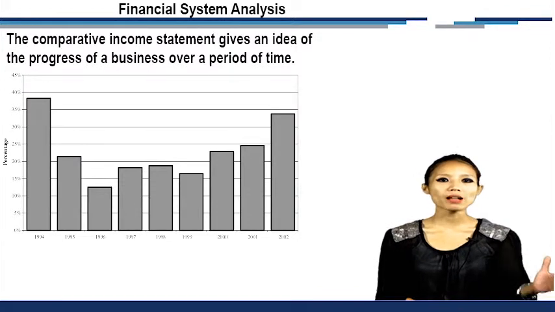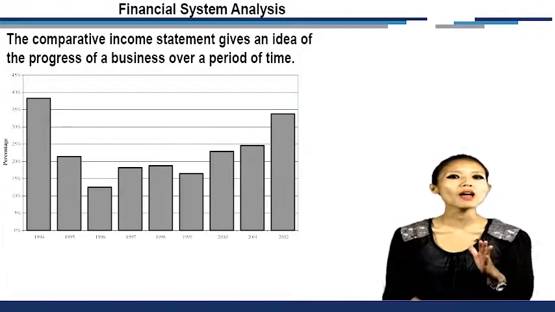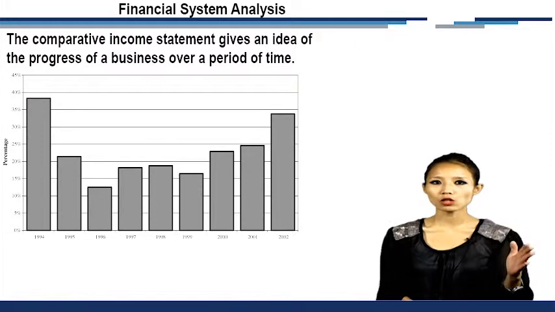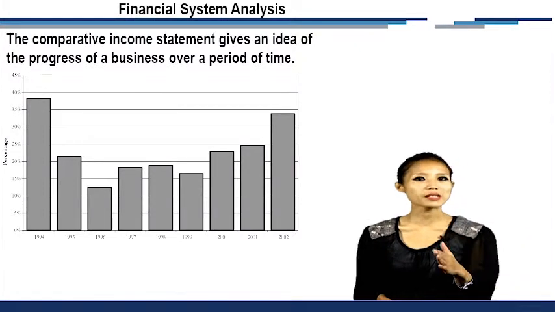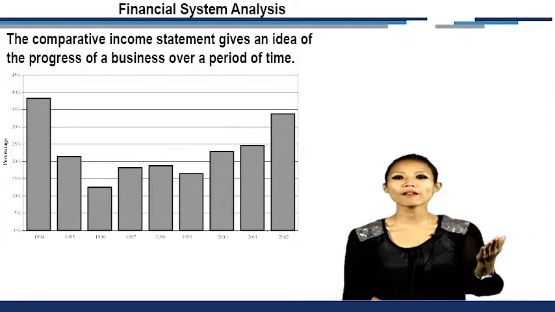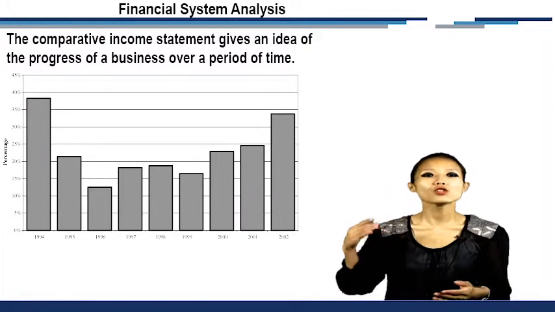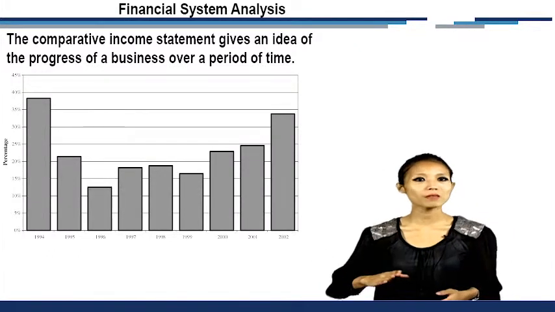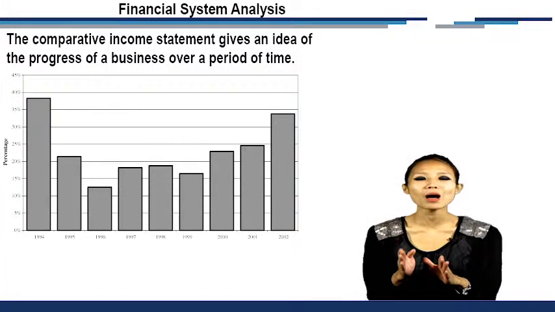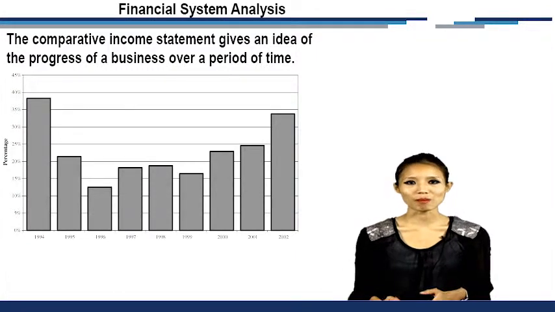Like comparative balance sheet, income statement also has 4 columns. The first 2 columns show figures of various items for 2 years. Third and fourth columns are used to show increase or decrease in figures in absolute amount and percentages respectively.